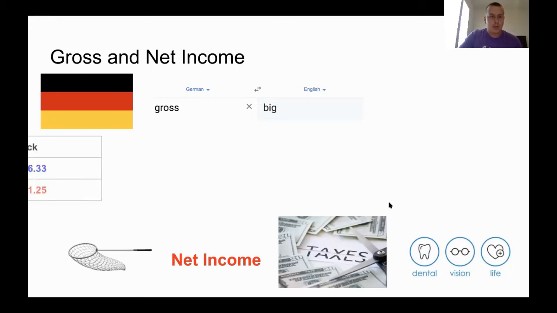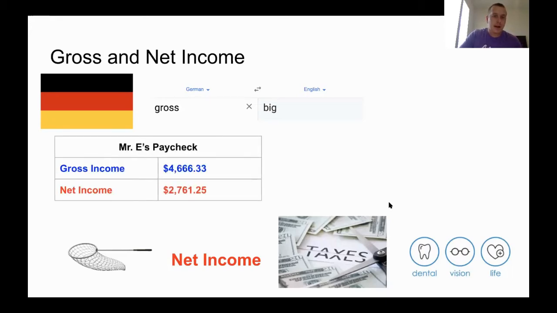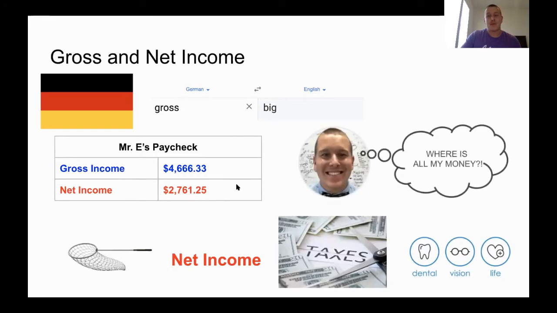Just taking a look at my paycheck, my gross income is around $4,600. But after all the taxes and all the insurance and benefits are taken out, this is what actually hits my bank account. You can see it's a pretty big difference, and that has me wondering, where is all my money? But I do know it's going to good things, because taxes help pay for a lot of the public services that I use every single day. And those benefits become really important when I need them.